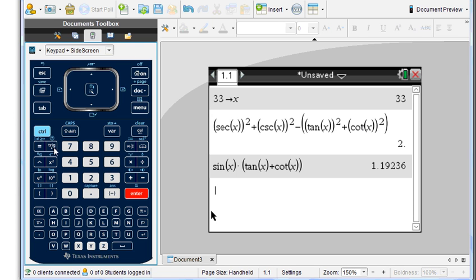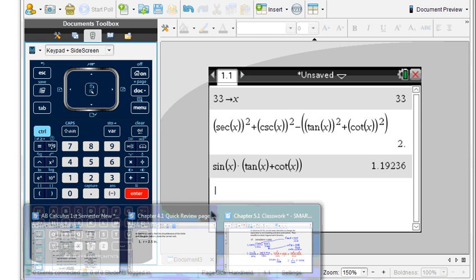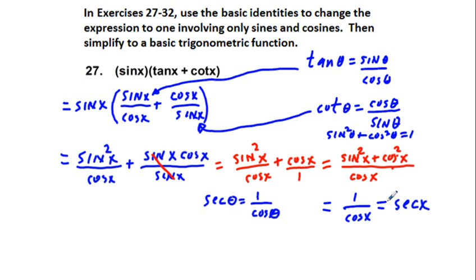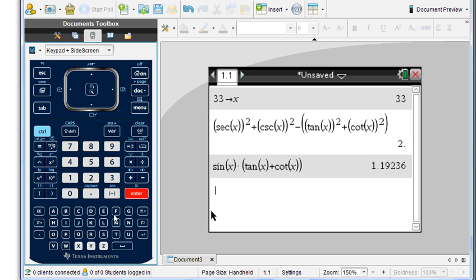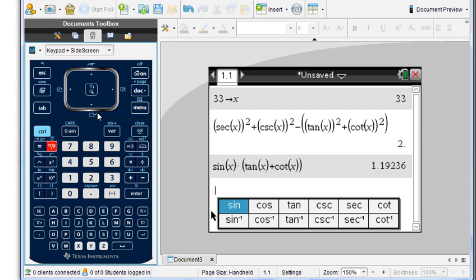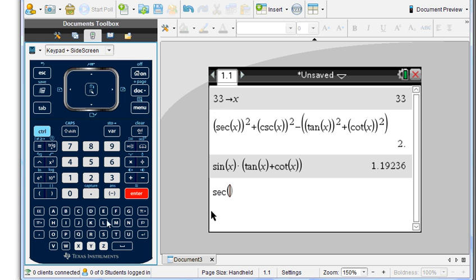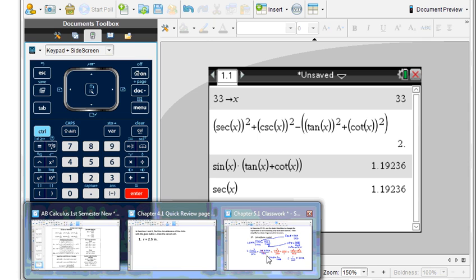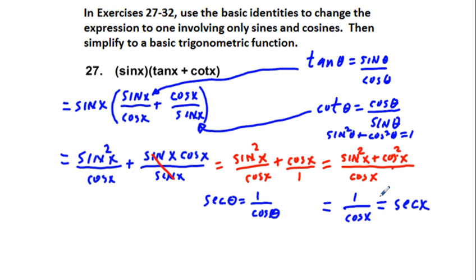Now we figured out in our problem, didn't we, that secant x is what should be equivalent. So we're going to go in and type in secant x and hope we get the same thing, which we do. So our correct answer is secant x. It's vastly simplified from our original expression.